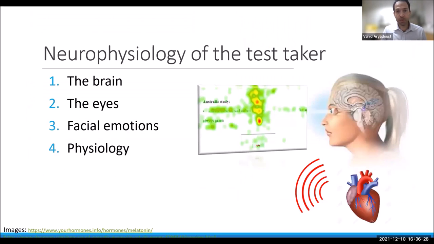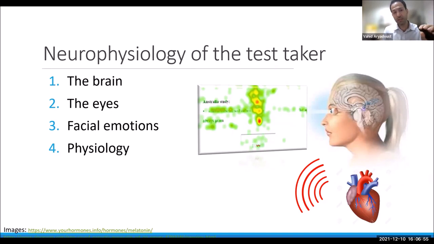So the neurophysiology of test takers is viewed within the framework that I'm going to define for you within four aspects. One is the brain, the other one is the eyes of the test taker, facial emotions, and physiology. Most of these were actually discussed in the two previous presentations. So let's talk about these a little bit.